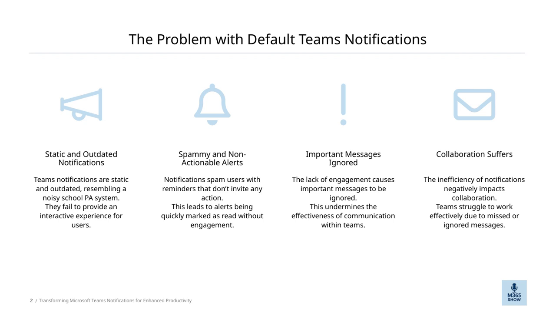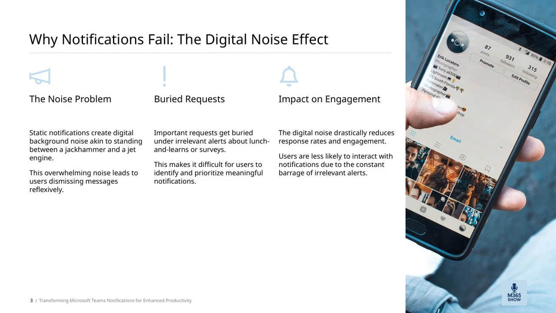And finally, the notifications themselves tend to be static and outdated, kind of like a noisy school PA system. They don't provide an interactive or dynamic experience, which means users miss out on timely, relevant information that could help them stay productive. All of these issues highlight why we need to transform how notifications work in Teams to truly enhance productivity and collaboration.